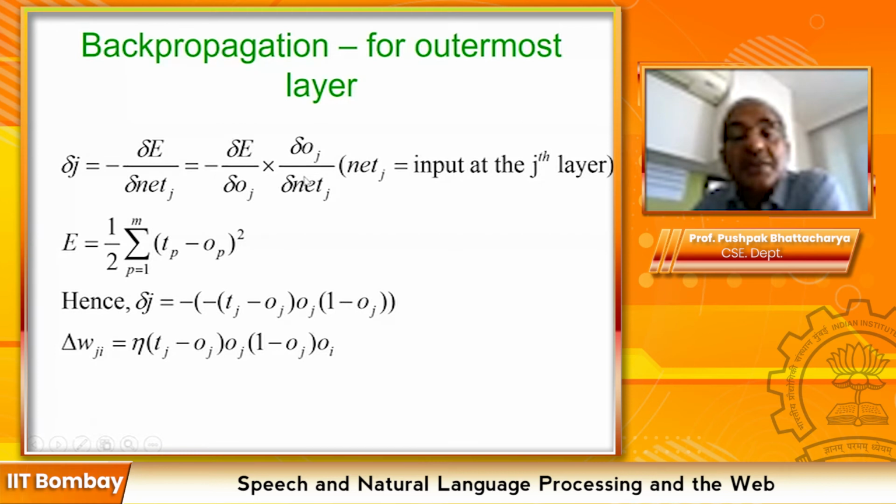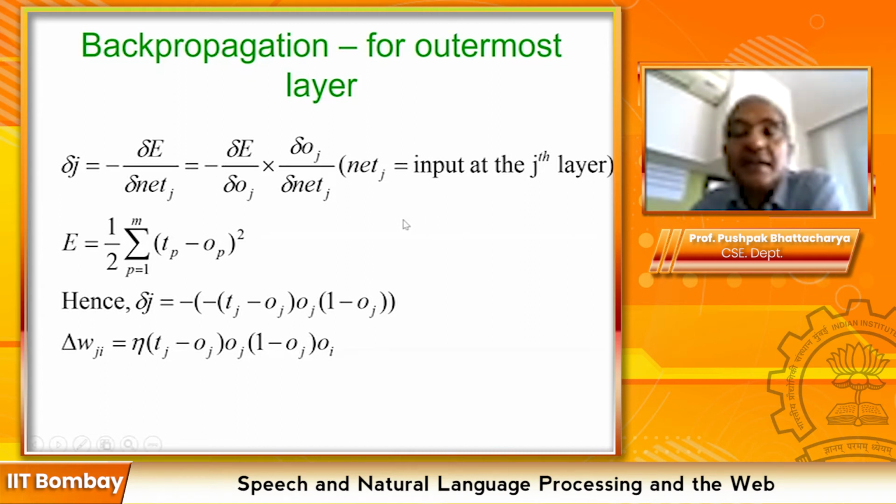oj into 1 minus oj is nothing but the derivative of the input output function of the neuron. O is the output, net is the input. So the function that transforms input to output, typically it is the sigmoid neuron for the neural network. So the function is the sigmoid function. Sigmoid function is y equal to 1 by 1 plus e to the power minus x.